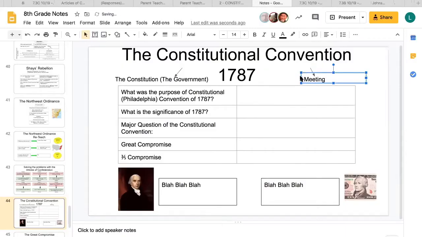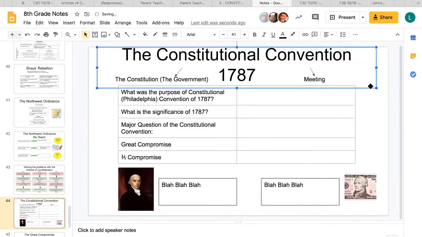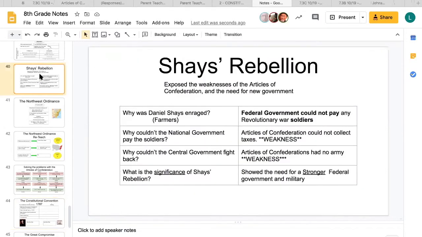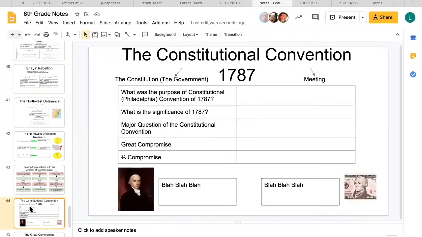Constitutional Convention, what is it? Based on the words. It's a government meeting. Good. I'll take government meeting, but it's more a meeting about the government. And what's going on at this time? What event just happened that's on your screen that you just have to read the title of? Shays' Rebellion just happened, and then immediately after they're having a meeting about the government.